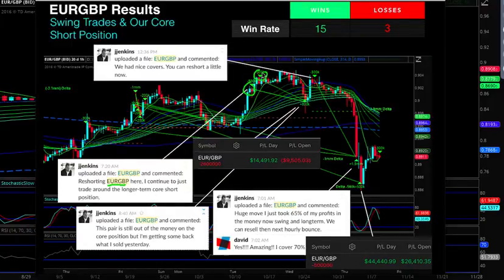Boom, boom. When the cycles got high, we shorted. This pair is still out of the money on the core position, but I'm getting some back what I sold yesterday. Getting some back meaning I'm covering now. If you short well, it makes 0 sense when you get this type of dip to do 0 action.